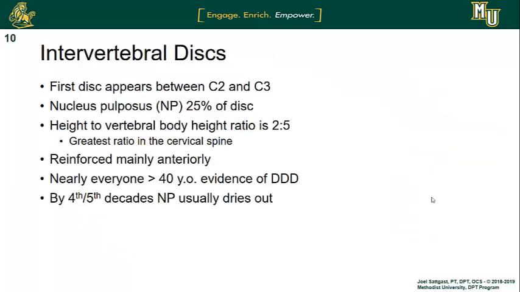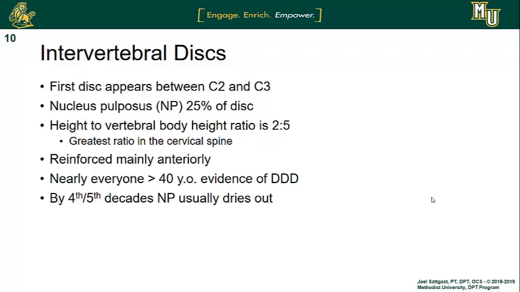The intervertebral discs really first appear between C2 and C3 because of the nature of C1 and C2. There's not a disc that exists between them. The nucleus pulposus will be 25% of the disc, and the disc height to vertebral body height ratio is 2:5, which is the greatest ratio in the cervical spine. It is reinforced mainly anteriorly. We already kind of discussed that.